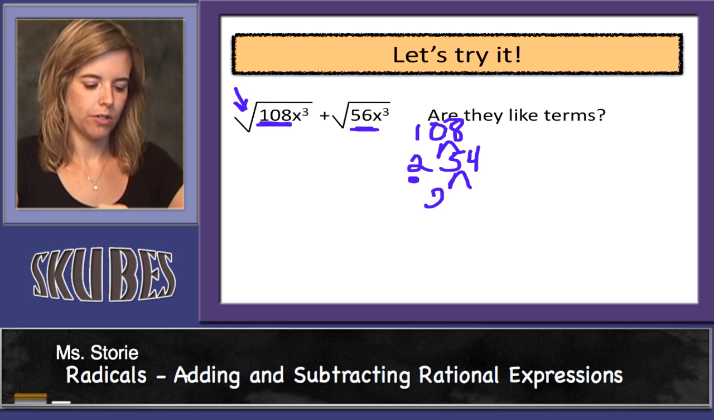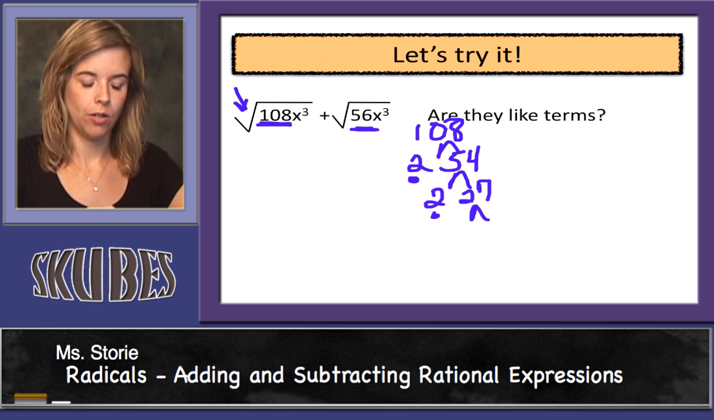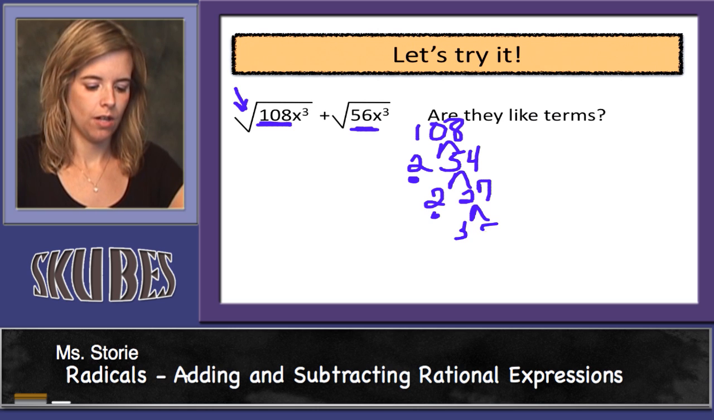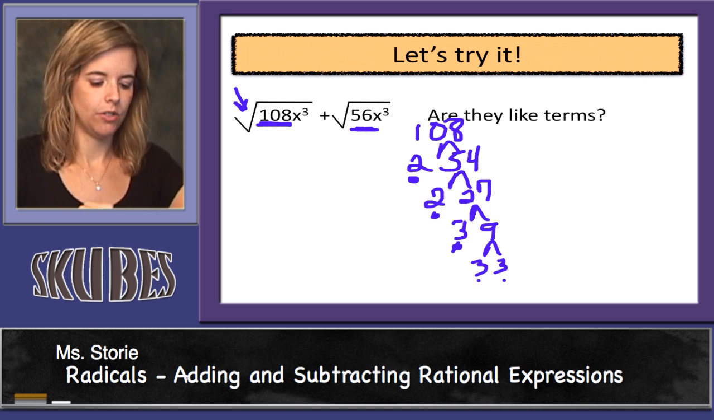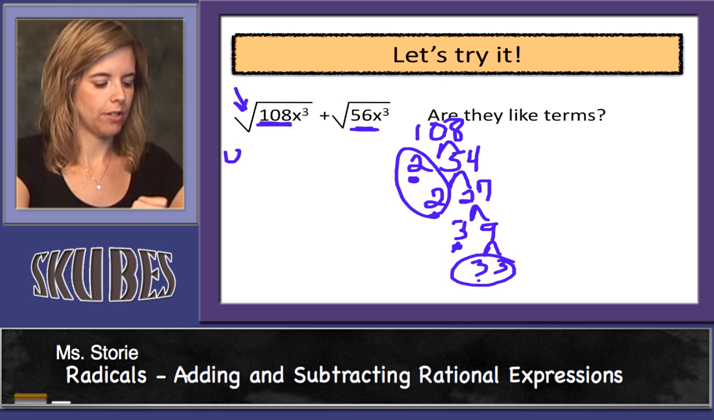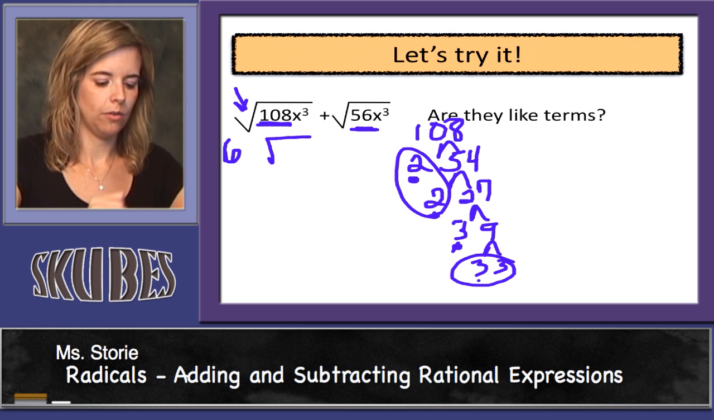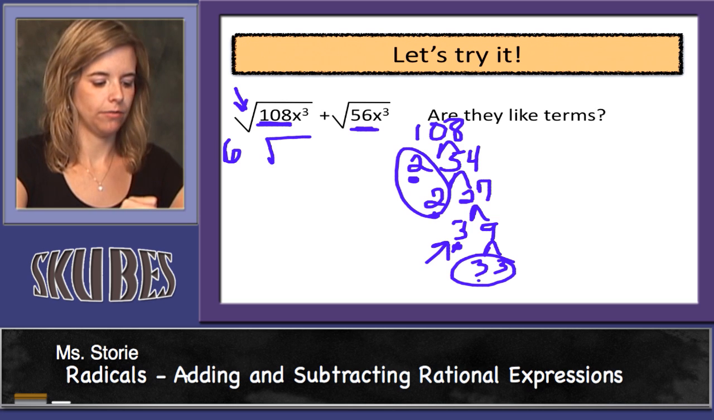Now if we break 54, 2 can go into there 27 times. And then you can break 27 into 3 times 9. 3 is prime, and then 3 and 3. So if we're looking for pairs, we've got a pair of 3s and a pair of 2s. They both come out, they get multiplied together, and they turn into a 6 for the whole number on the outside. And then on the inside, we have that lonely little 3 all by himself.